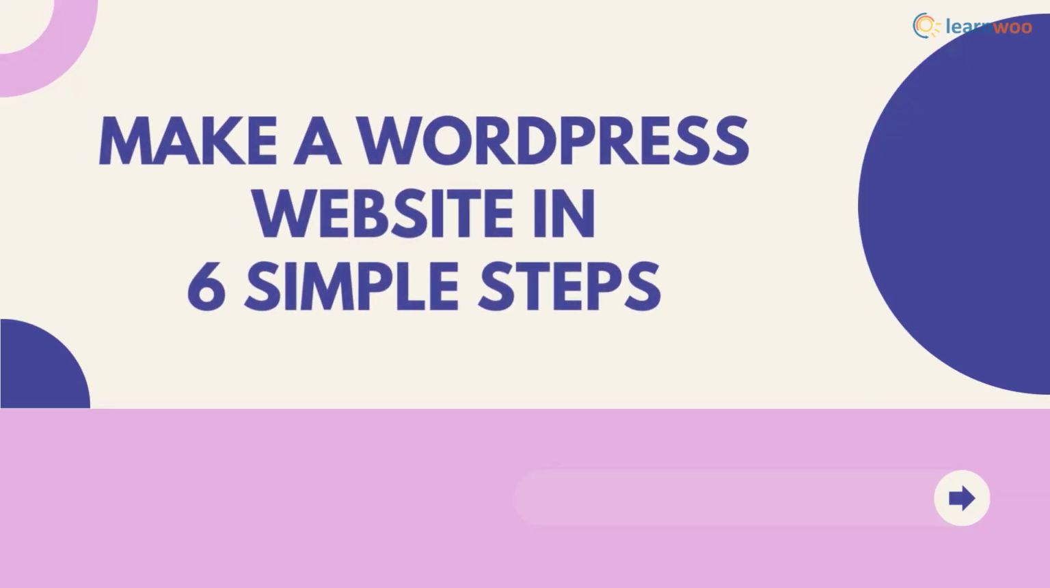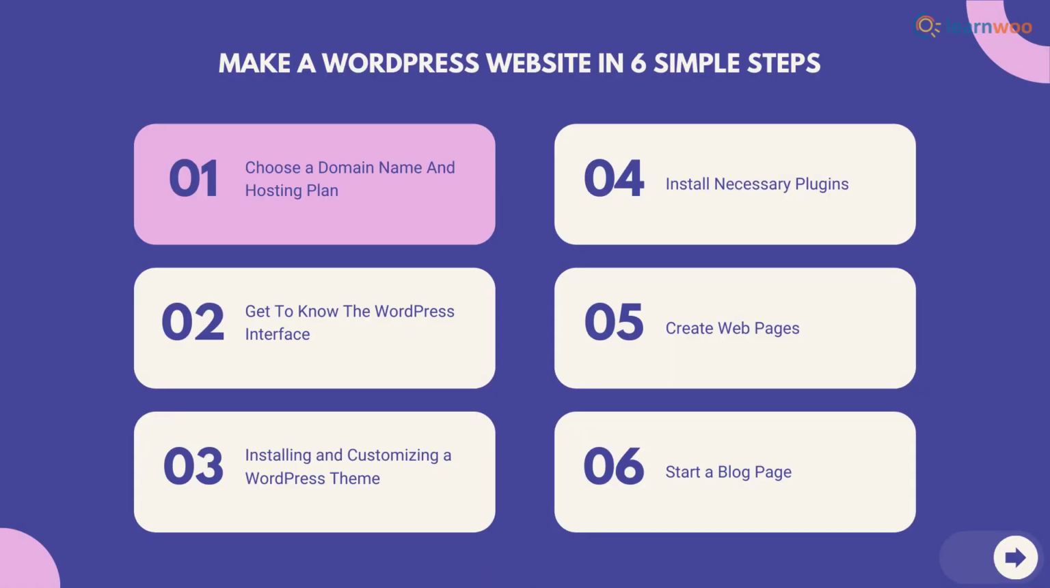In this video, we will make a WordPress website in 6 simple steps. We will start with choosing a domain name and a hosting plan. Then get to know the WordPress interface. We will install and customize a WordPress theme. Install the necessary plugins. Create standard web pages. And finally learn how to start a blog page. But firstly, let's start with the basics.